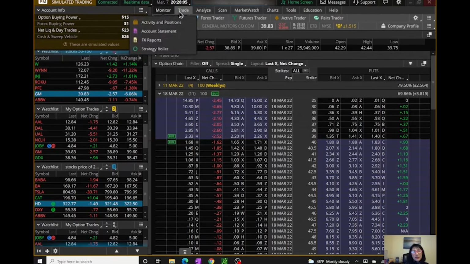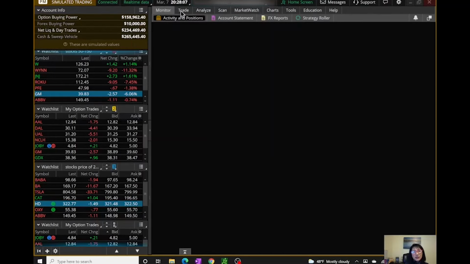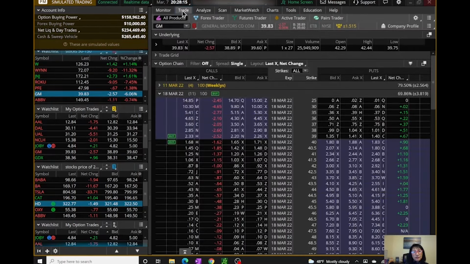Okay, and from the Monitor page, there's Trade, and by clicking on Trade, this is where you start setting up your option trades, or you could just buy stocks. If you want to buy stocks, just simply click on this ask price right there. That means you're buying the stock. And if you want to sell stocks, then you just click the bid, which means you're selling the stocks, right?